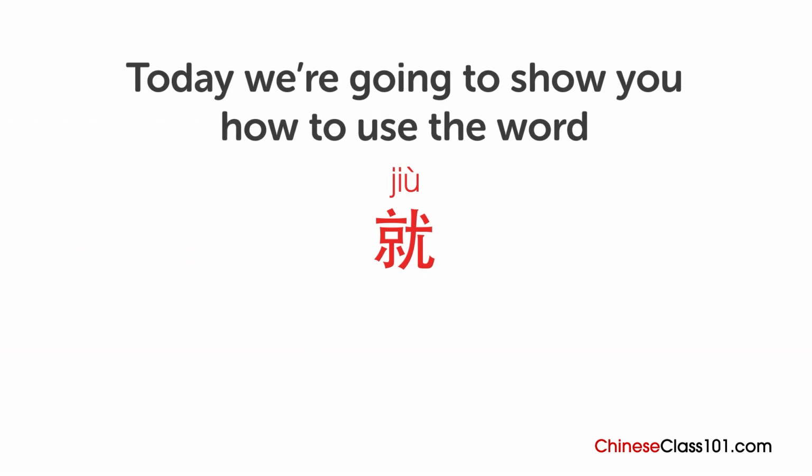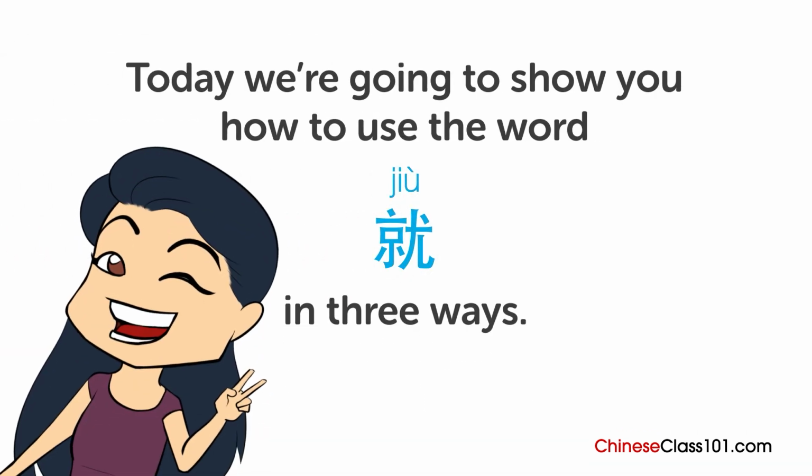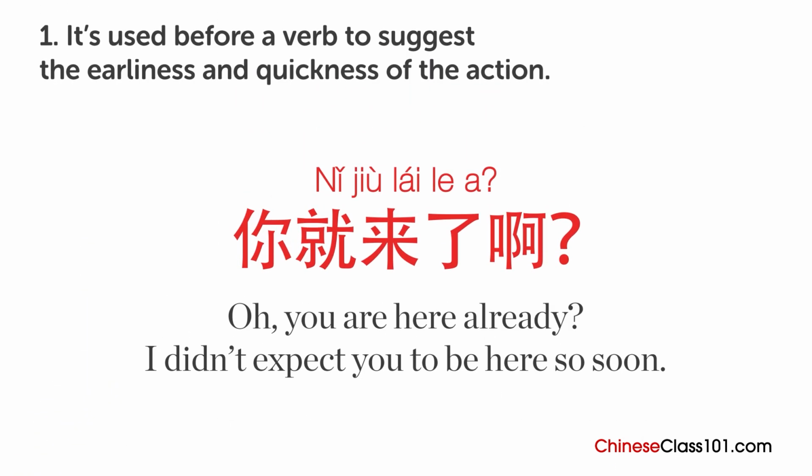Today we're going to show you how to use the word 就 in 3 ways. Here's the first usage. It's used before a verb to suggest the earliness and quickness of the action. For example, if someone says, 你就来了啊? The implied meaning is, oh, you're here already? I didn't expect you to be here so soon.